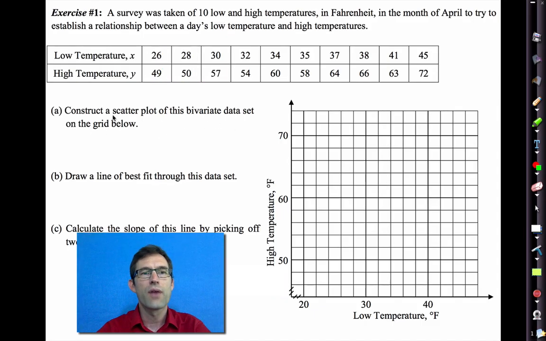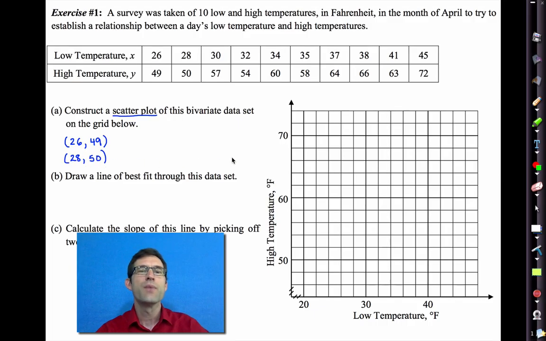Now, one thing that you're often asked to do is to create scatter plots. This is as easy as plotting points. So in other words, that 26, 49 is thought of as the point (26, 49), and 28, 50. So let's do that. Now, very often when these kind of scatter plots are made, the symbol that's used isn't a circle, but it's a square. But you can use a circle if you'd like.